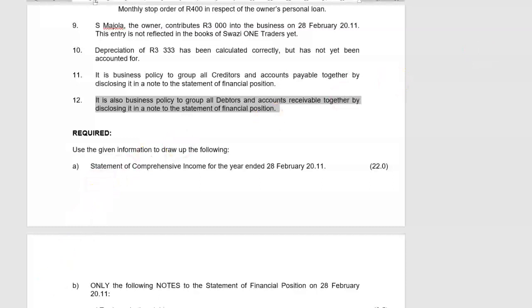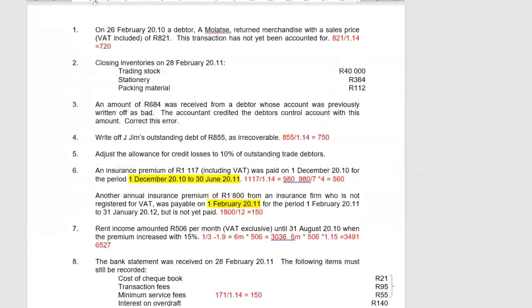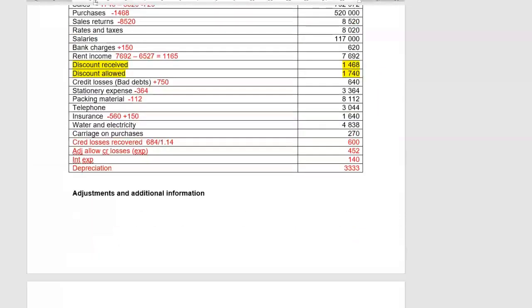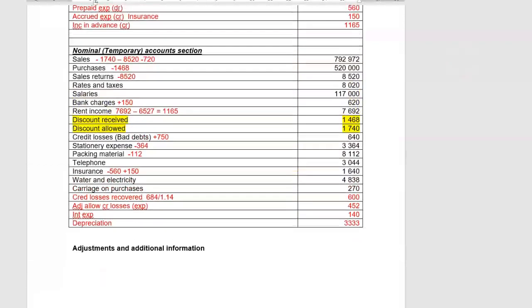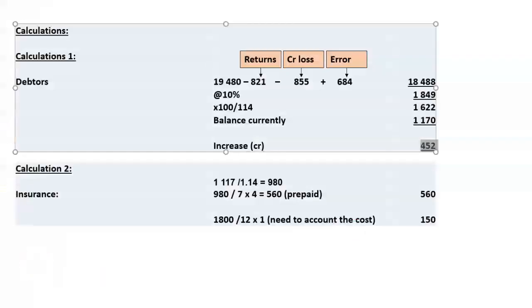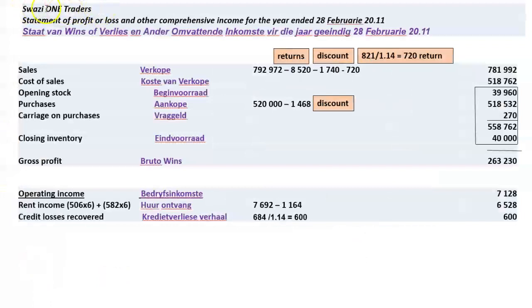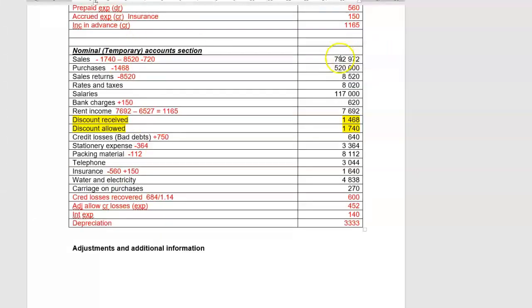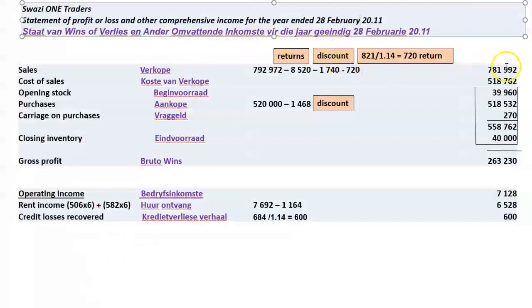So let's quickly go to the answer and have a look exactly what our income statement is going to look like. Good. Again, Swazi 1 Trader, Statement of Profit or Loss and Other Comprehensive Income for the year ended 28 February 2011. Sales. Now, if you go back, you're going to pick it up easily: 79,279.72 less 1,740 less 8,520 less 720.